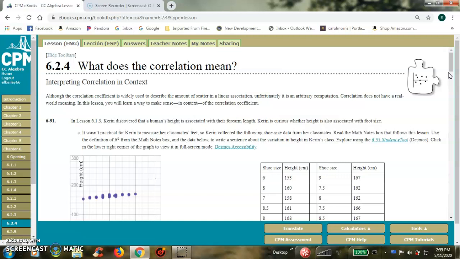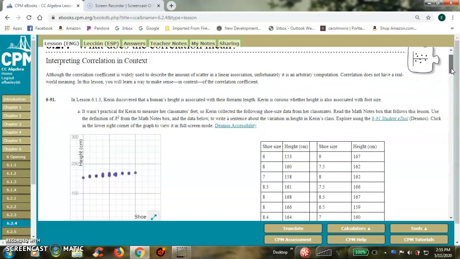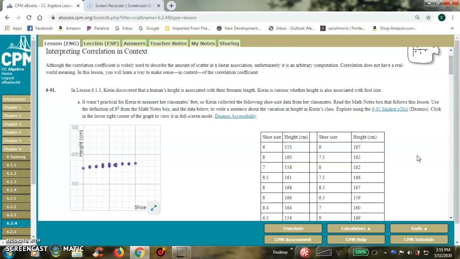All right, so what I'd like to do is just start right away with a problem here, and I think R squared can be explained pretty well by looking at this problem in 691. All right, so it says here that Karen discovered that a human's height is associated with their forearm length. Karen is curious whether height is also associated with foot size. It wasn't practical for Karen to measure her classmates' feet, so Karen collected the following shoe size data from her classmates. It says here to read the math notes box.